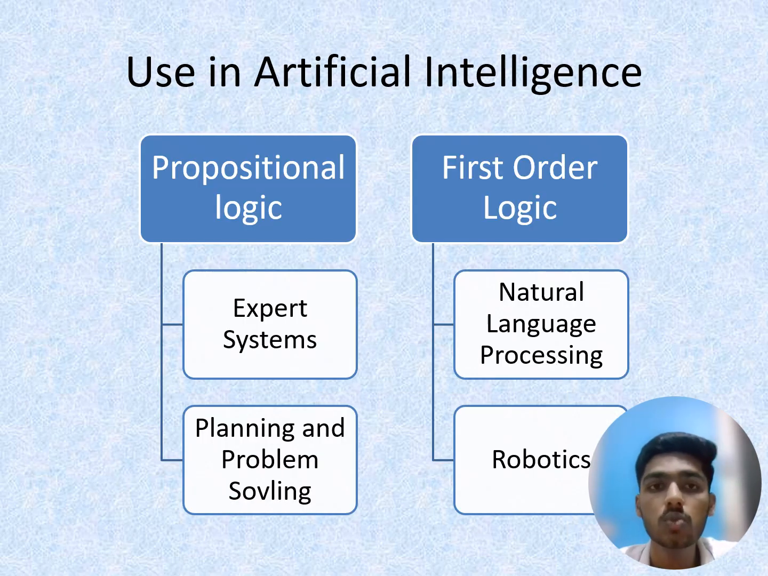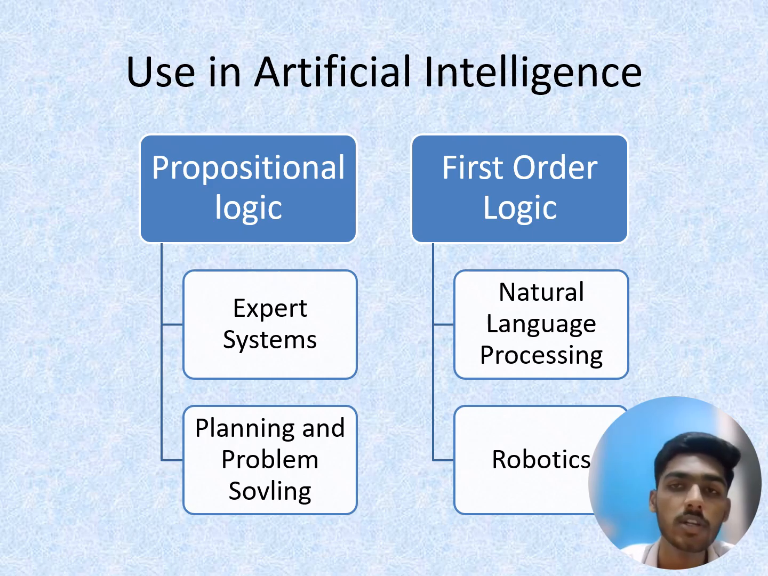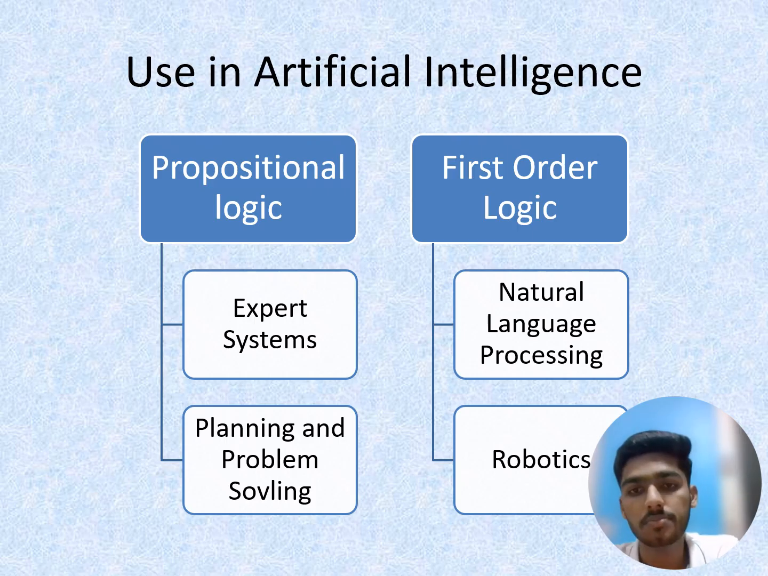Let's see the use of propositional logic and first order logic in artificial intelligence. So let's start with propositional logic. The advantages are expert systems and planning and problem solving. For FOL, uses are natural language processing and robotics.